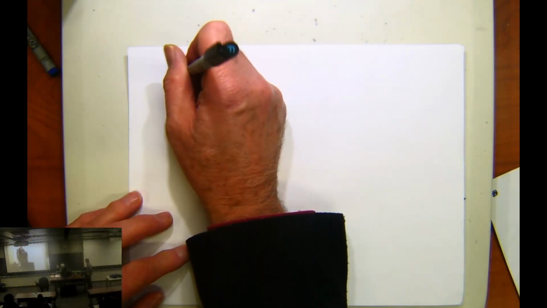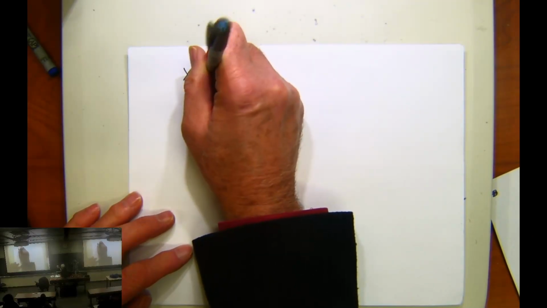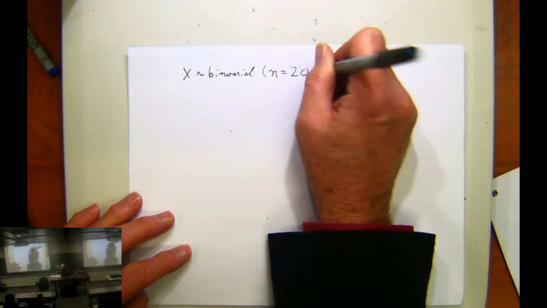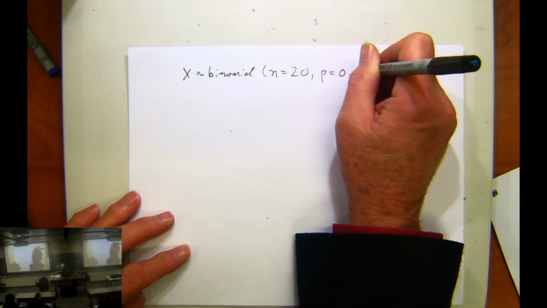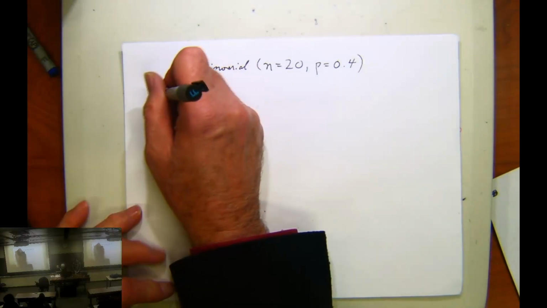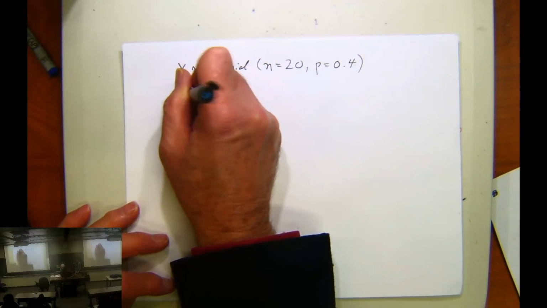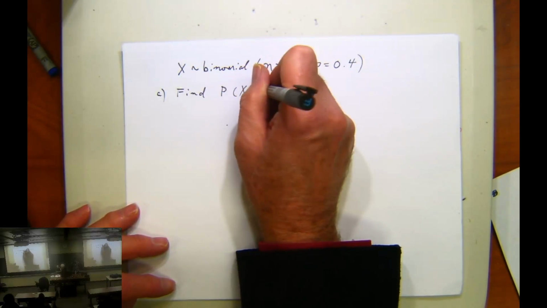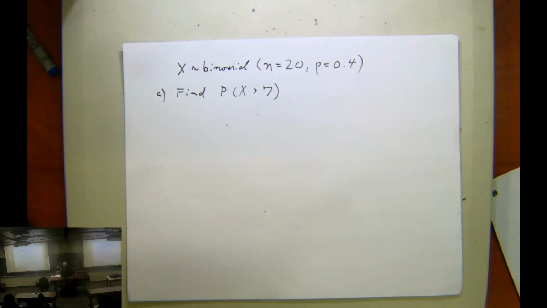So, just the notation: x is distributed as binomial with n equals 20, p equals 0.4. And the first one is we want to find the probability A that x is greater than 7. So we're going to use normal approximation for this.